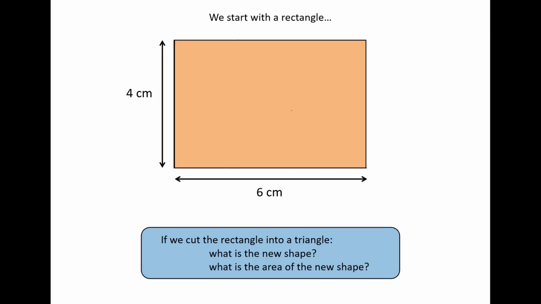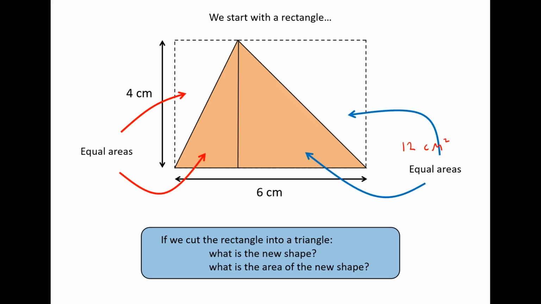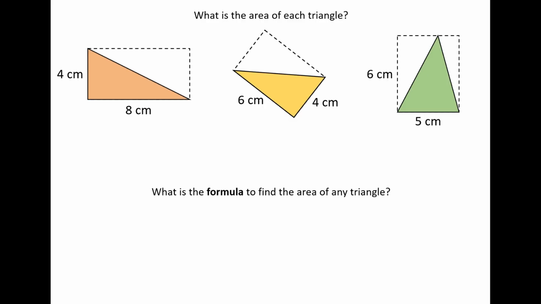Okay, what about this shape here? This is a rectangle, which is also 24 centimeters squared. I cut off these shapes, but it looks like this is equal to this. This is equal to this. These are still exactly half. So my new area is, once again, just 12 centimeters squared. Equal areas. Okay, so if that's the case, the area here, 4 times 8, originally is 32.